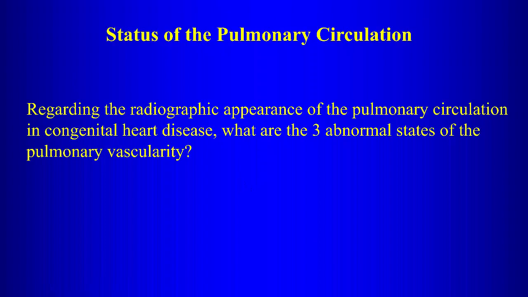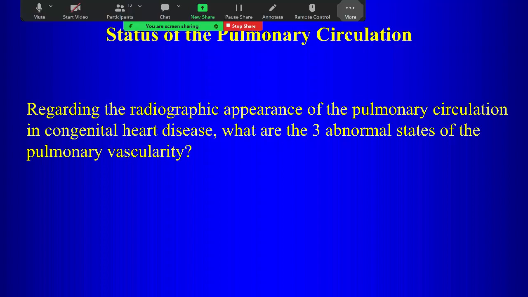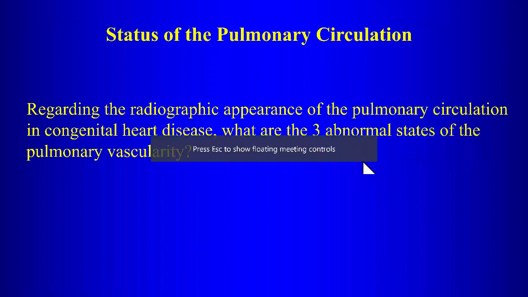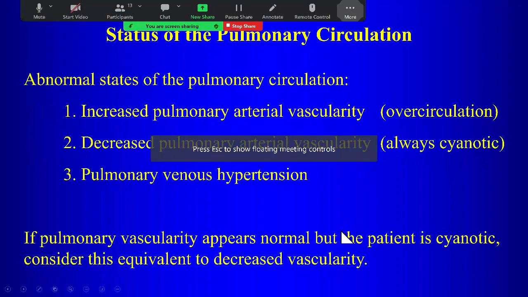So regarding the radiographic appearance of pulmonary circulation in congenital heart disease, what are the three abnormal states of pulmonary vascularity that we can assess on a chest radiograph? What are those three abnormal states of vascularity? Right, so there's increased pulmonary vascularity. There's decreased pulmonary vascularity, and what's the third one? It says abnormal. The question says abnormal. Pulmonary venous hypertension, right, so pulmonary venous hypertension is the third state, okay?